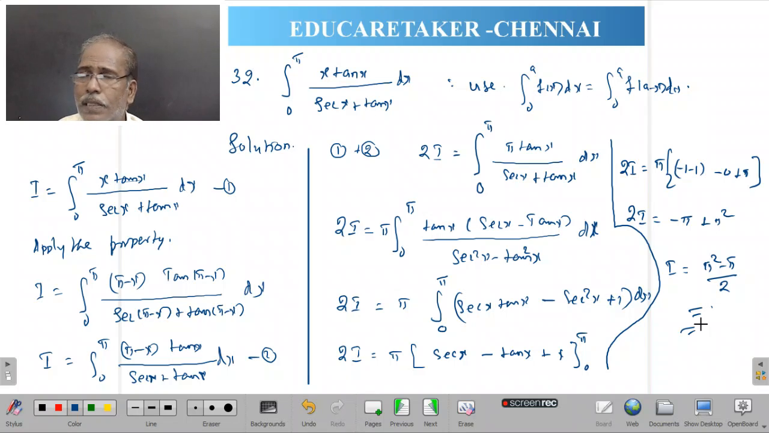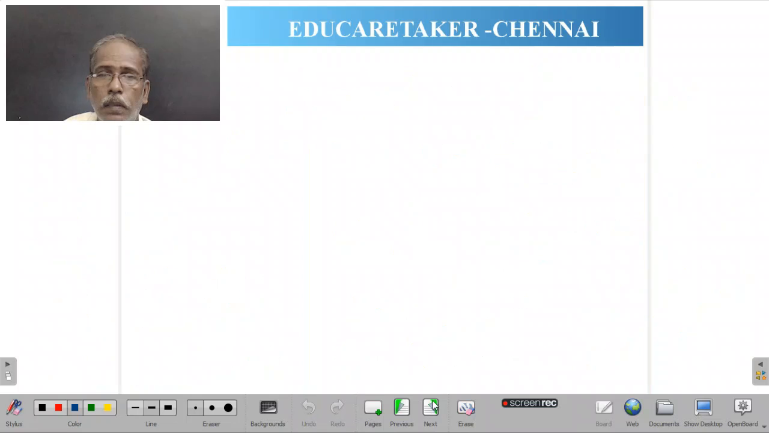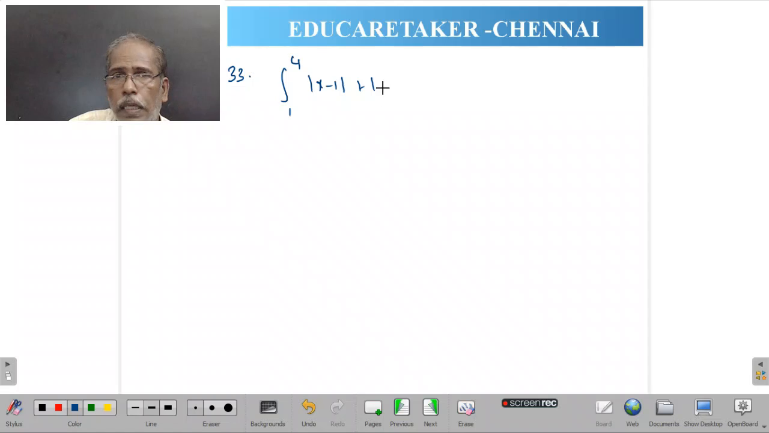Now we have to discuss the next question, question number 33: integral from 1 to 4 of mod of x minus 1 plus mod of x minus 2 plus mod of x minus 3 dx.